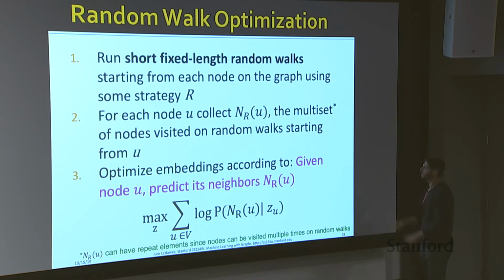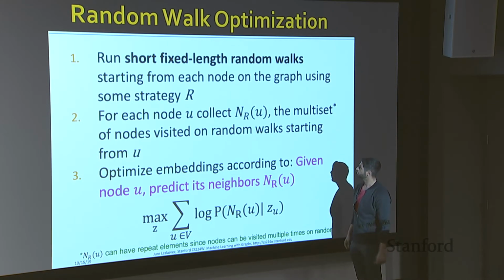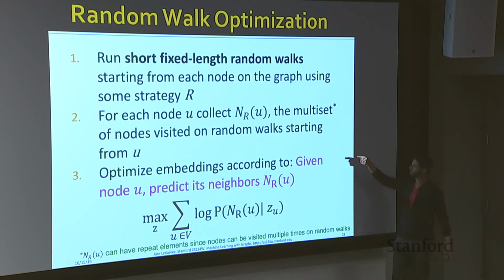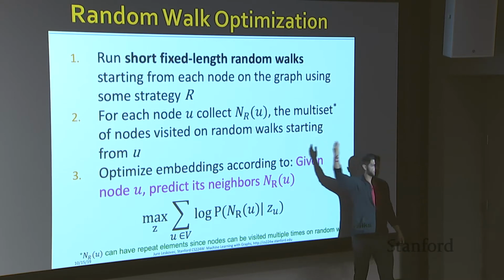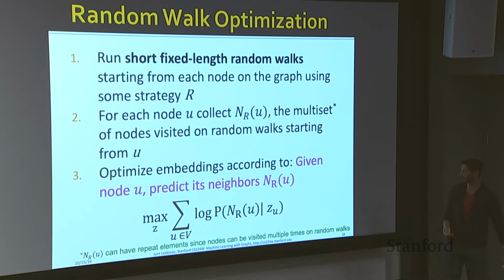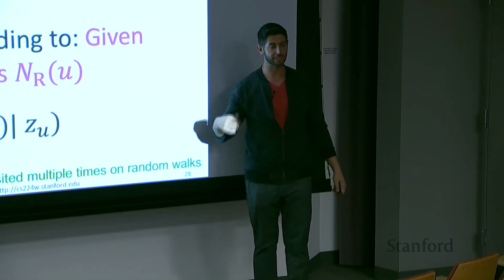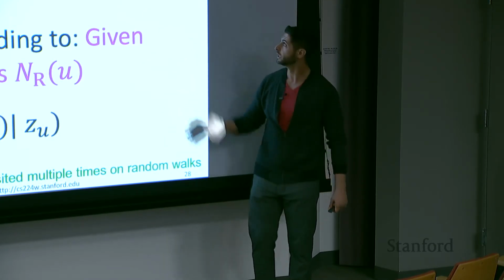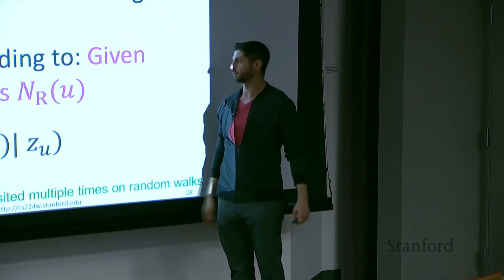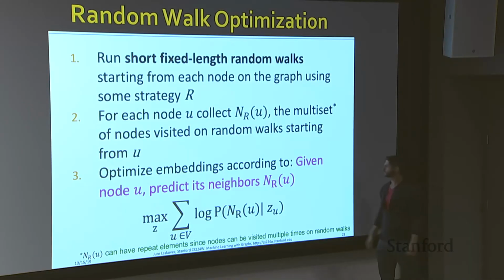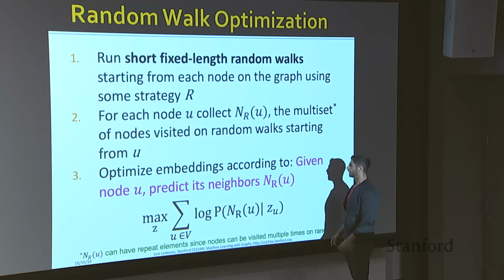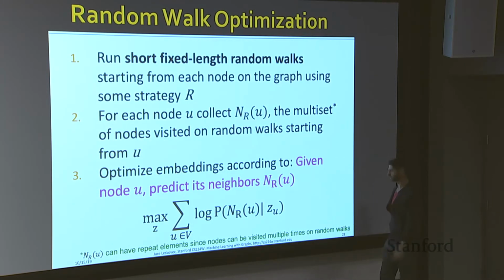Now, for each node where we are running our random walks, we collect the multi-set of nodes visited on the random walk starting from U. The reason this is a multi-set is that the random walk, especially if it's a first-order random walk, doesn't keep track of which nodes have already been visited. So you could be visiting the same node multiple times during a random walk. That's why instead of just a set, this is a multi-set. And as we said before, we're then going to optimize our embeddings given our objective function.